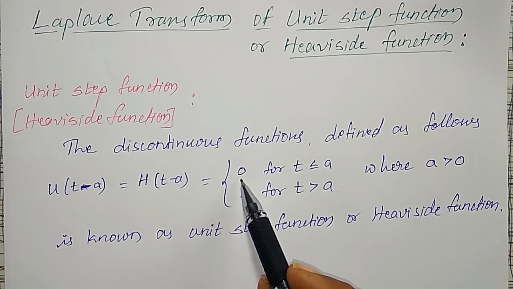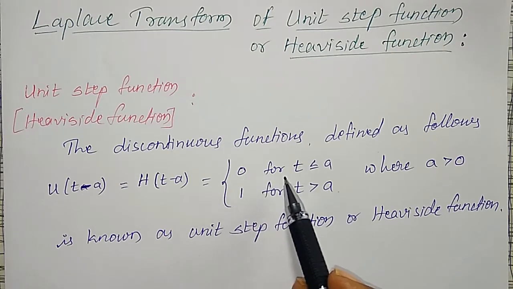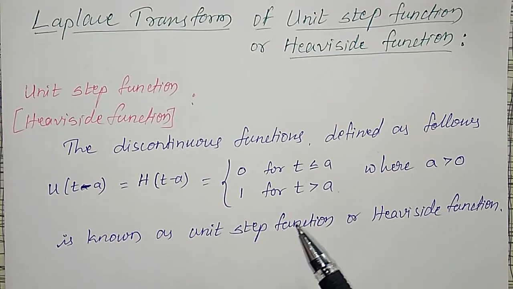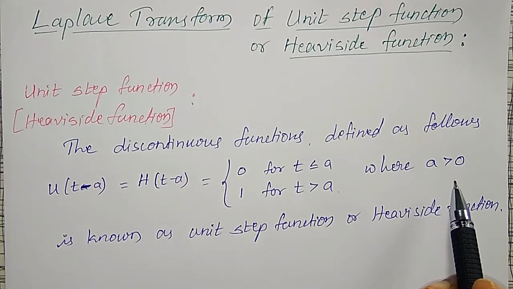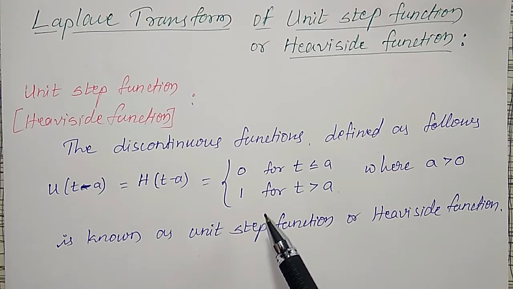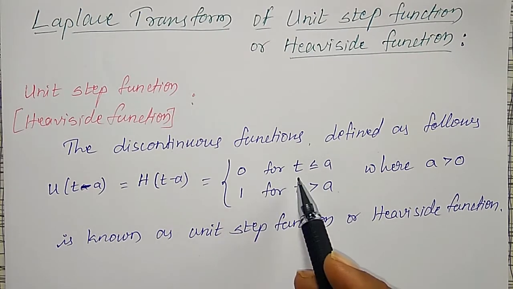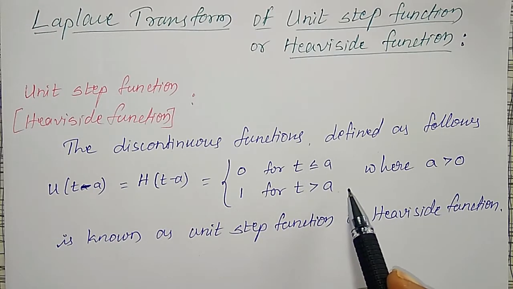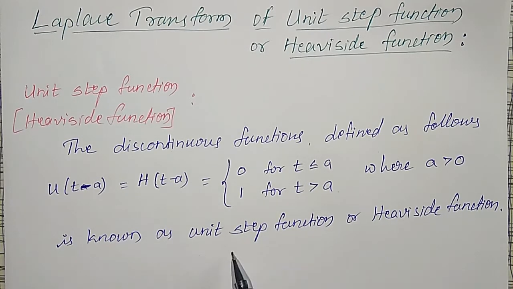Here it is 0 for t less than a and 1 for t greater than a, where a is greater than 0. It is called unit step function because after t equal to a, it remains unit. Such functions are known as a unit step function or Heaviside function.